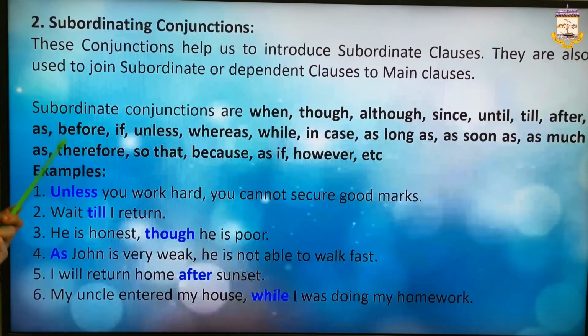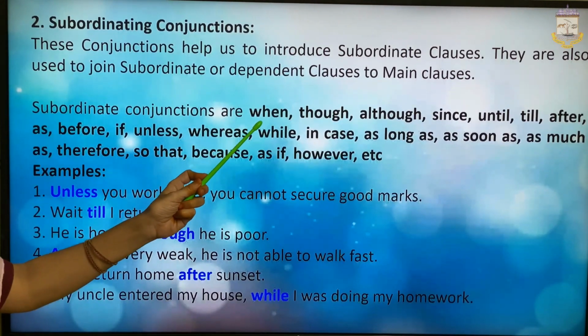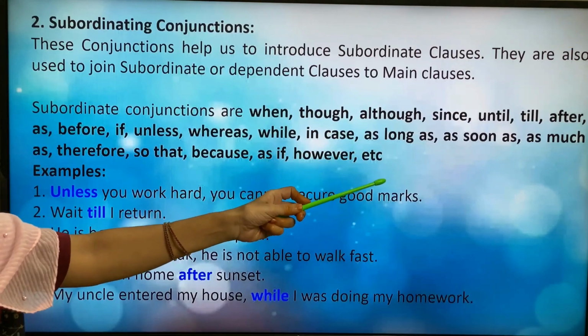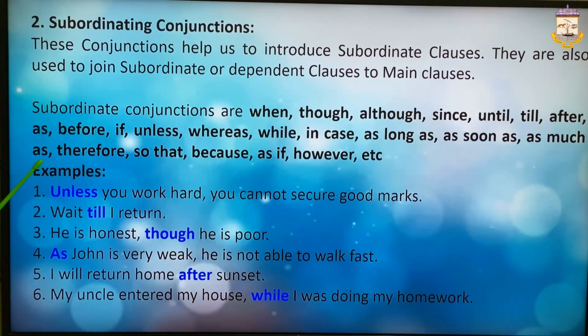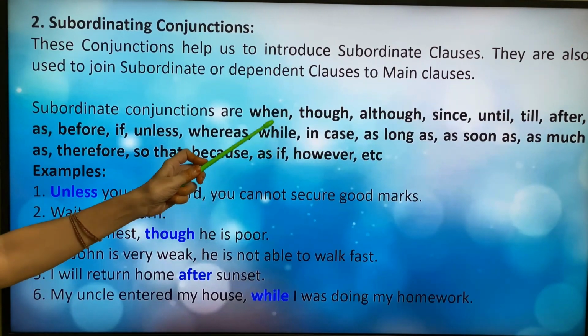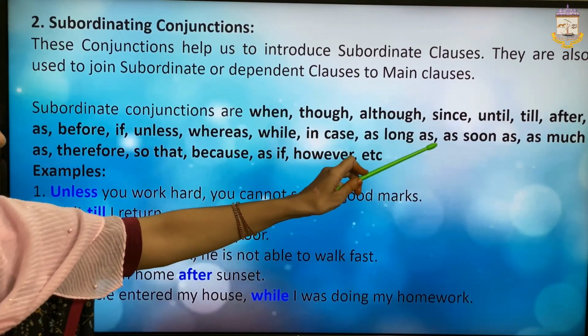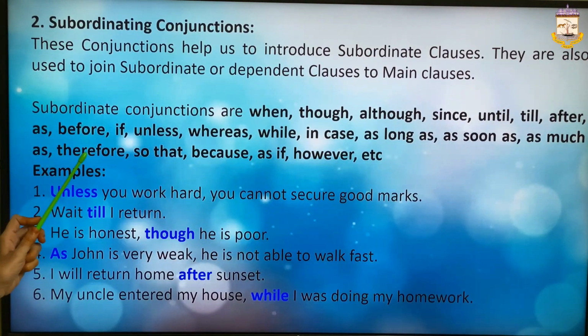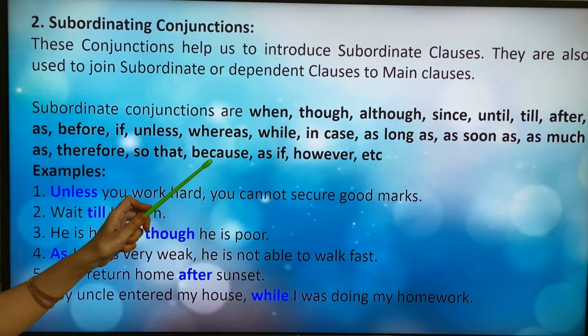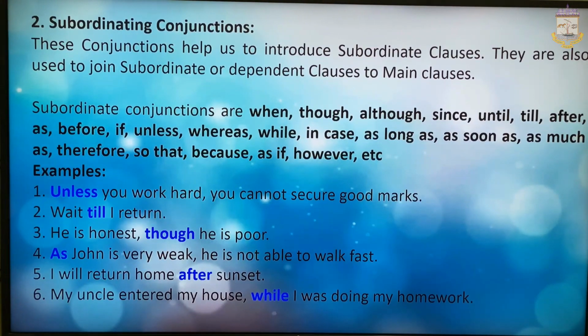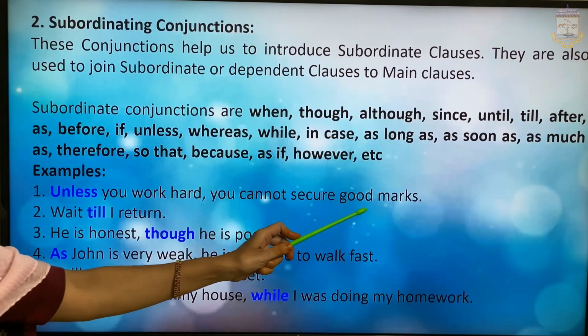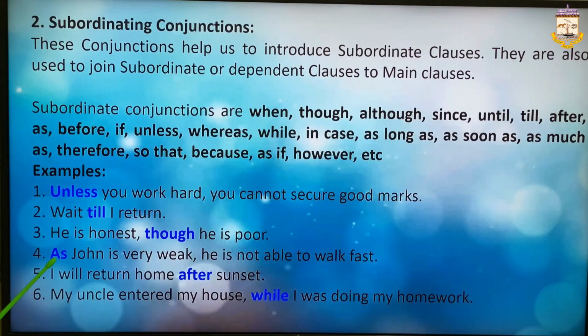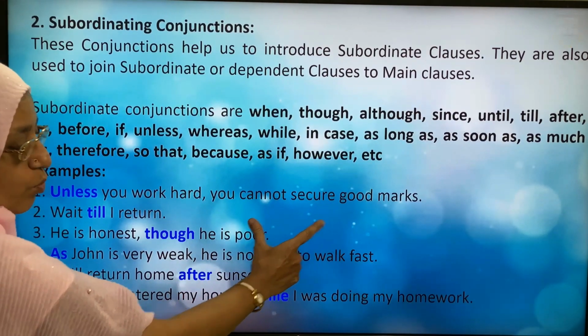Subordinate means dependent clause. Subordinating conjunctions are when, though, although, since, until, till, after, as, before, if, unless, whereas, while, in case, as long as, as soon as, as much as, therefore, so that, because, as if, however, etc. Now let's look at these subordinating conjunctions in examples. Unless you work hard, you cannot secure good marks. In this sentence, you will see that it has one main clause. What is a main clause?